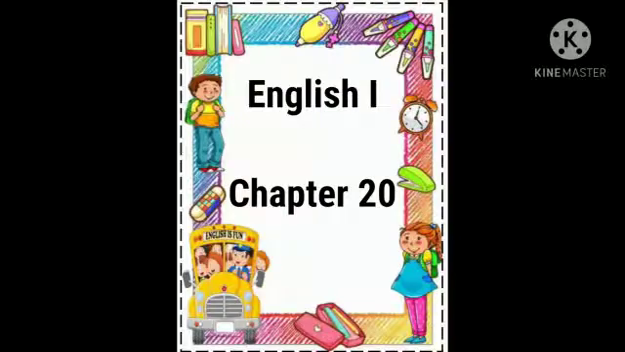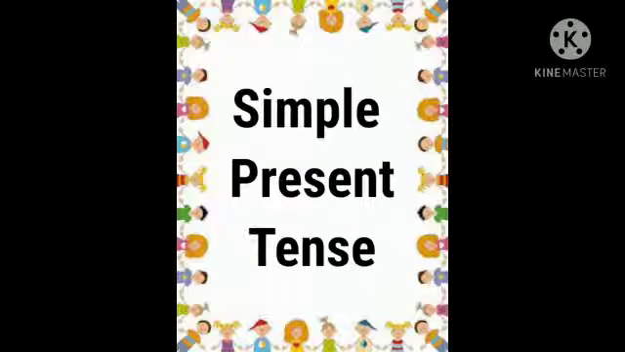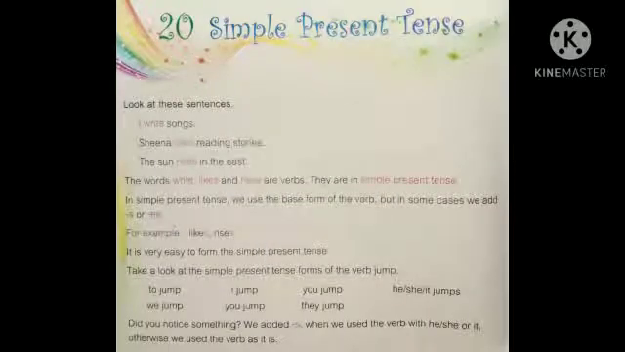Let us start a new English chapter, chapter 20, simple present tense. Look at these sentences. I write songs. Sheena likes reading stories. The sun rises in the east. The words write, likes and rises are verbs. They are in simple present tense. So these are verbs which are in simple present tense.